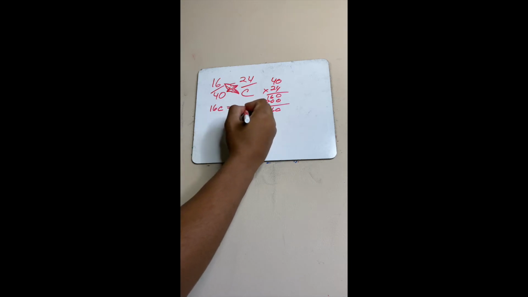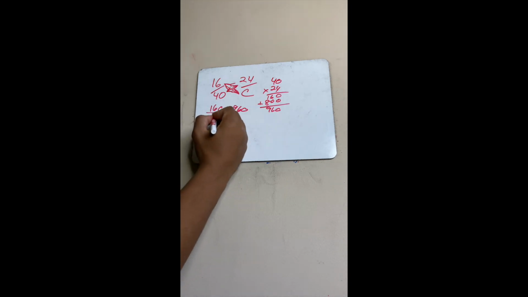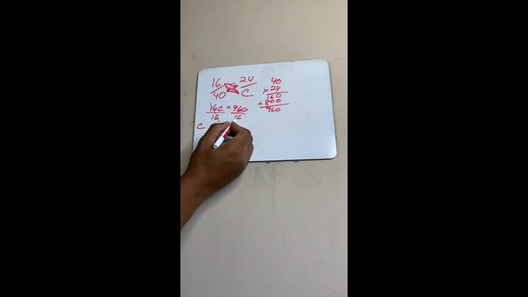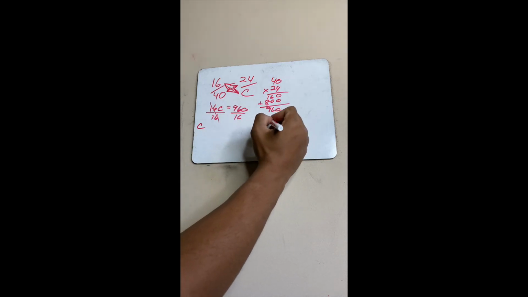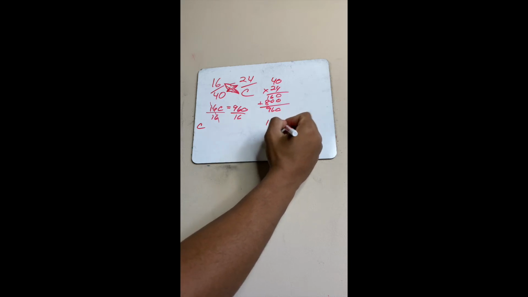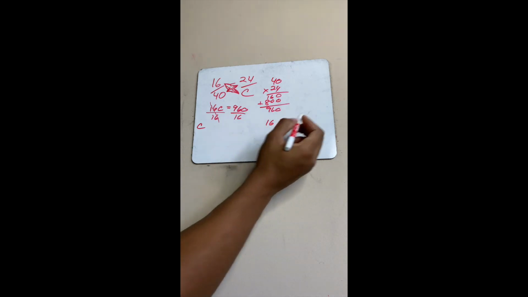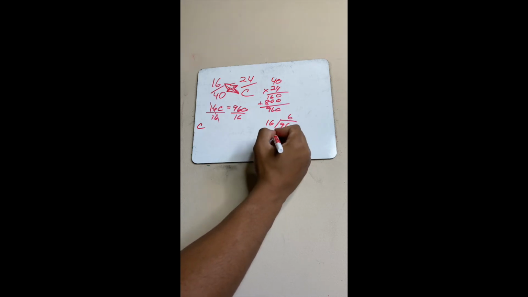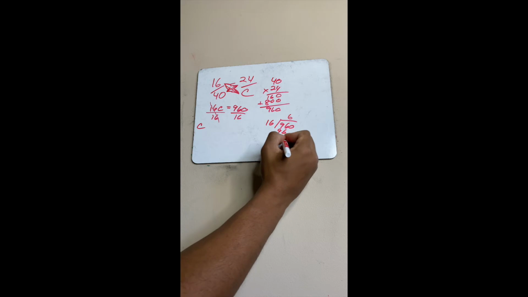So we got 960. We want to divide both sides by 16 because we want to get that C by itself, isolate the variable. So by 16, C's by itself. Now we're almost there. One more calculation. We need to divide 16 into 960. So 16 goes into 960. I can already see 6 would be perfect for this. And there you go. So 96 minus 96 is 0.